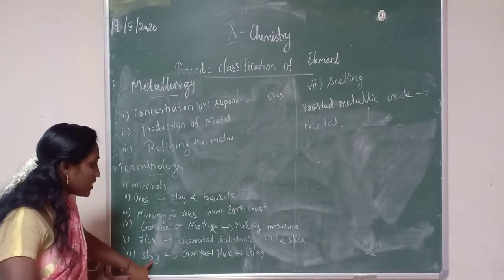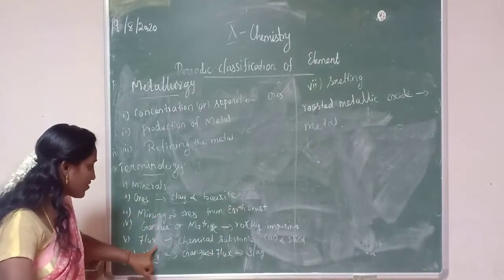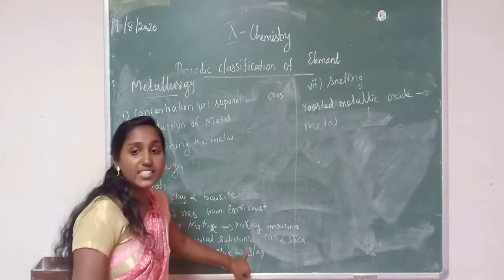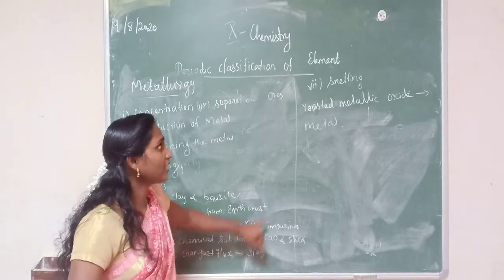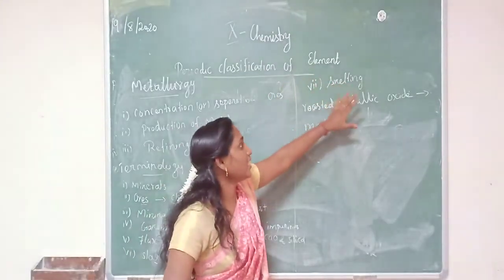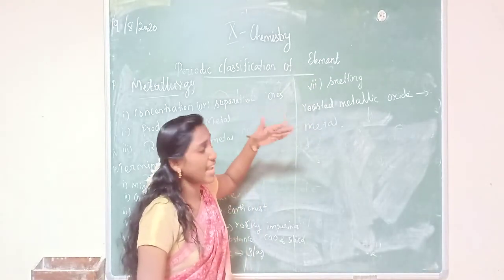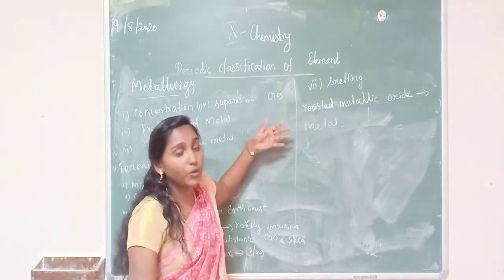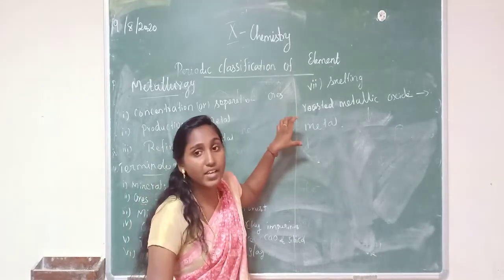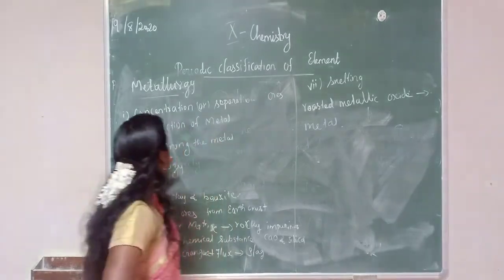Then slag means gangue. When gangue reacts with the flux, we will get slag. Slag is a waste product. Then smelting is a process to reduce the roasted metallic oxide into metal. In this process, slag will be removed. It is an impurity, so it will be removed when we are adding the flux. Have you understood?